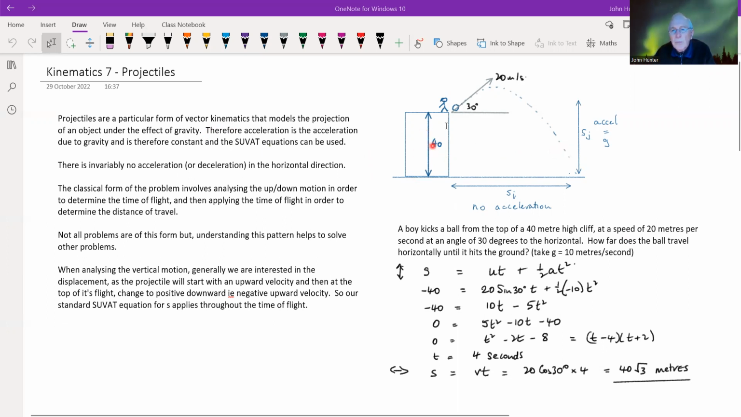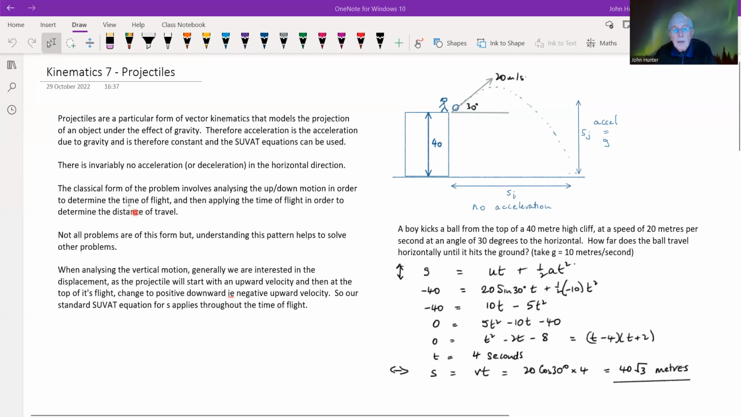Here's a sort of problem that we get. Here's a boy on the top of a cliff building or something, and he kicks this football, and he kicks it up at an angle. We're given in this problem what the angle is and what the actual speed, the scalar, the ball starts off at. And the problem is to work out how far it travels from the base of this cliff. So it's the horizontal distance of travel.